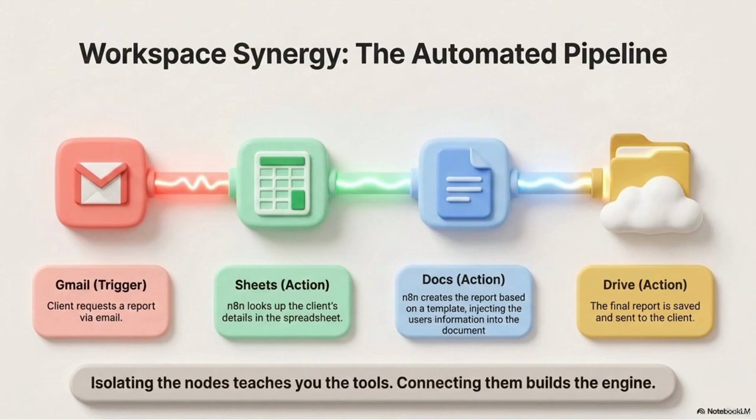Let's have a look at an example automation. And in this example, you can imagine a pipeline where a Gmail trigger detects a client request. It's a new email coming in, and the information is passed along to a sheet node. A sheet action looks up the details of this person and passes those details to a doc node, and a doc action creates a custom report based on a template and then passes all that on to the drive node, where the drive action saves and sends that final report back to the client. So connecting these nodes is how you build a true automation.